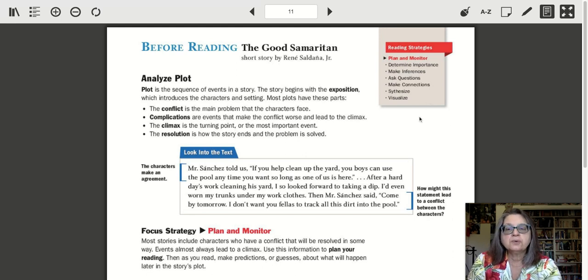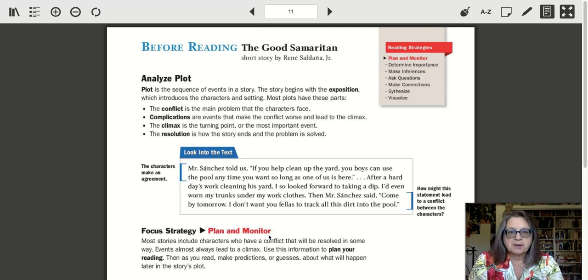So when you're reading, your focus strategy should be to plan and monitor. Monitor is paying attention. So most stories include characters who have a conflict that will be resolved or fixed in some way. Events almost always lead up to a climax. Use this information to plan your reading. So as you read, you're making predictions. As you read something, you're imagining yourself in the story a lot of the time.